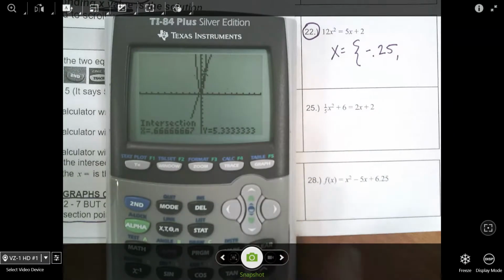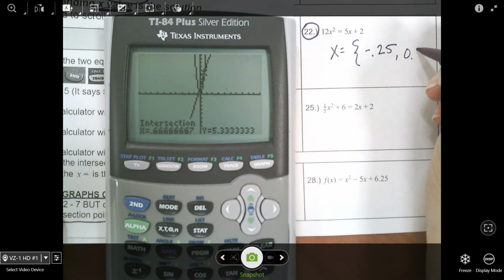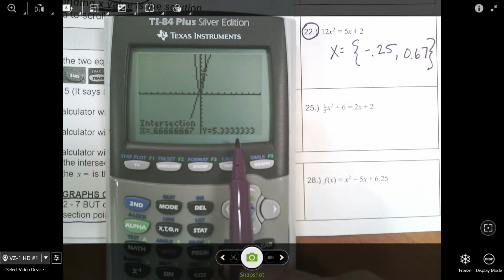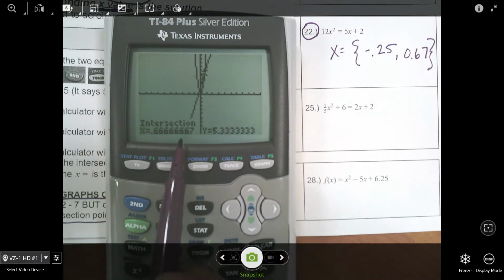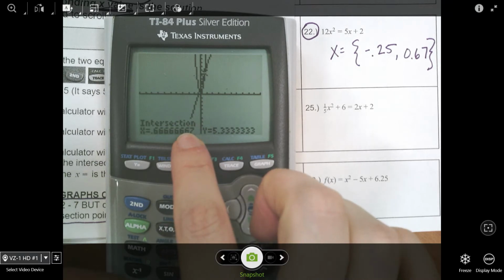0.66, and we'll round that to the hundredths. Again, we don't care what this y value is, we just want the solution. So sometimes your answers are going to be nice and you'll be able to find them in the table, and sometimes they won't be nice and you'll have to use this intersection function.